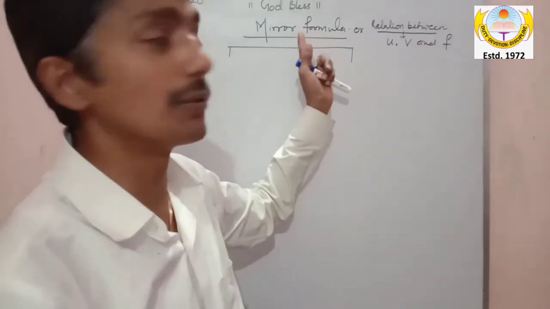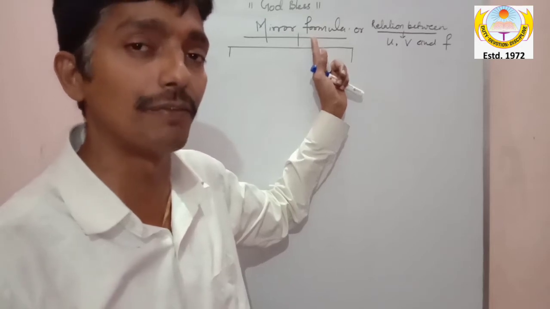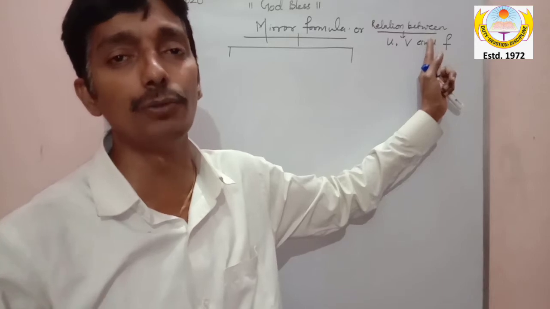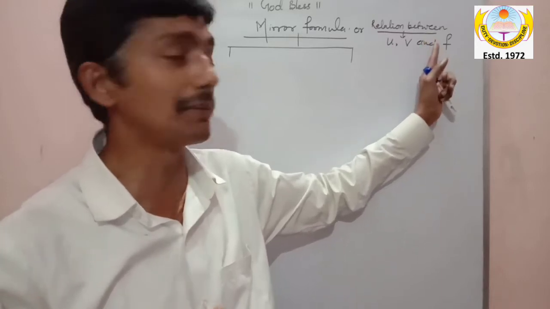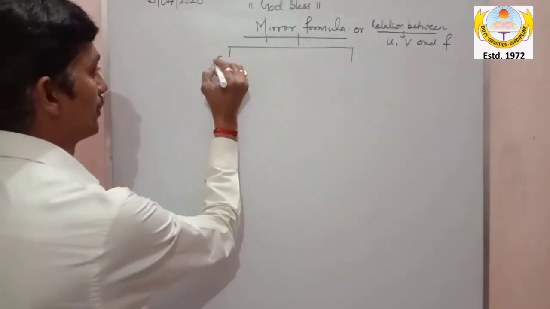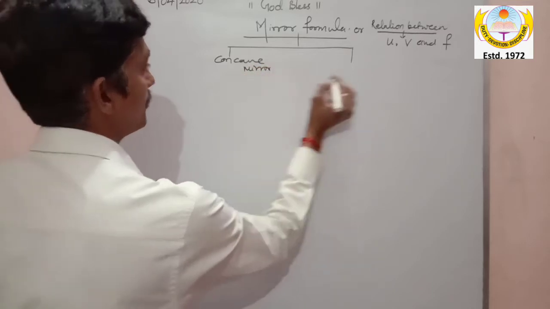they can ask you to derive the mirror formula. But very rarely will they say mirror formula. Always they say derive the relationship between U, V and F, that is object distance, image distance and focal length for mirror. Now under mirror there are two mirrors, you must know that whole story: concave mirror, convex mirror.